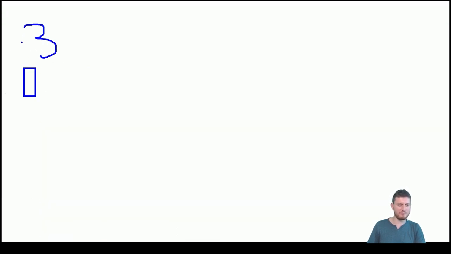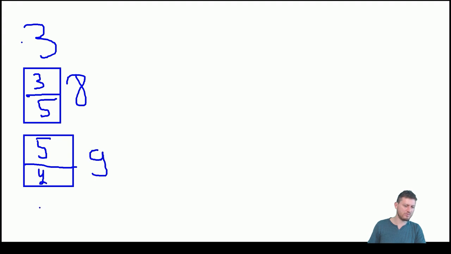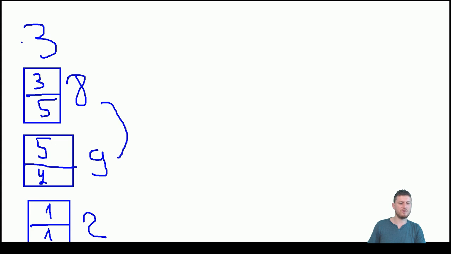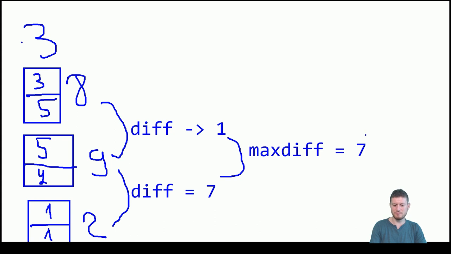I may have another example where I have three pairs. For example, the first pair is 3 and 5, which will be 8. The second pair will be 5 and 4, which will be 9. And the last pair is, for example, 1 and 1, which is 2. So the difference here is 1. The difference here is how many? It's 7. So the max diff will be 7. And this is the output, 7. The input is 3, 3, 5, 5, 4, 1, 1.